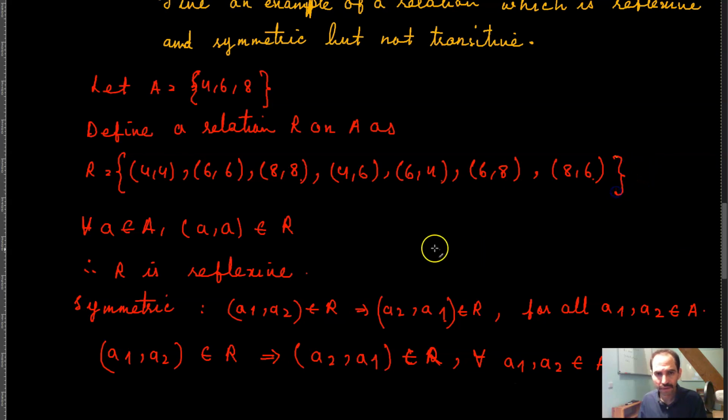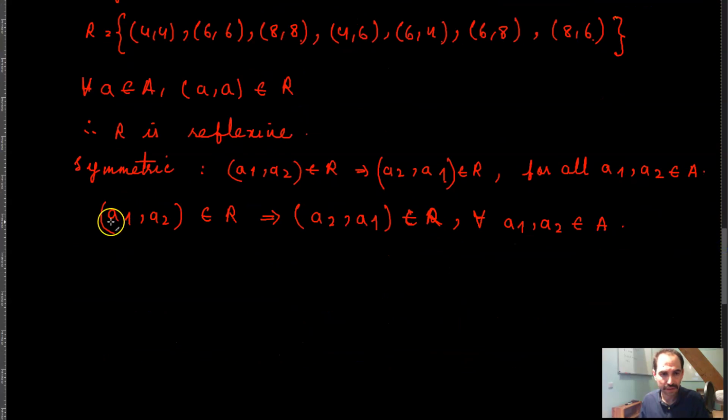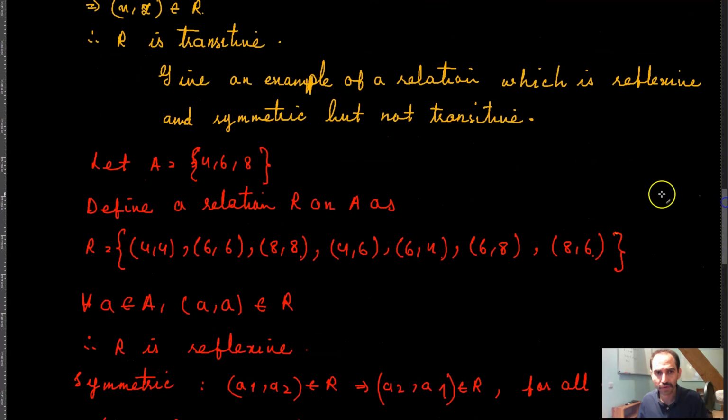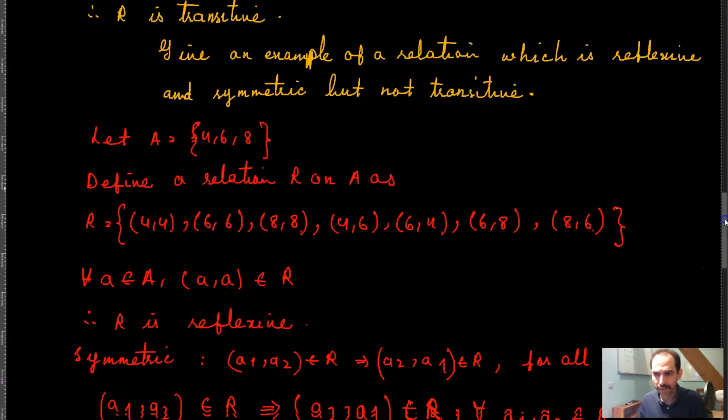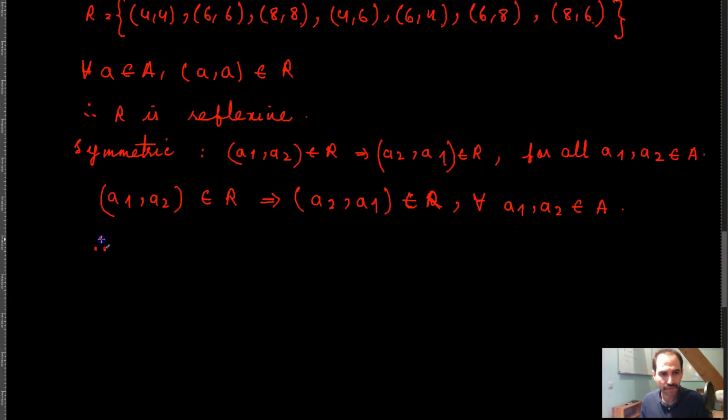And so what that means is that you can say that A1, A2 belonging to R implies A2, A1 belonging to R for all A1 and A2 belonging to A, which is the case, and therefore R is symmetric.